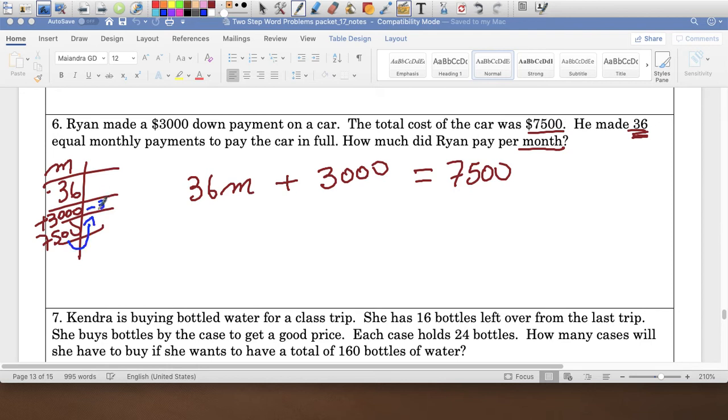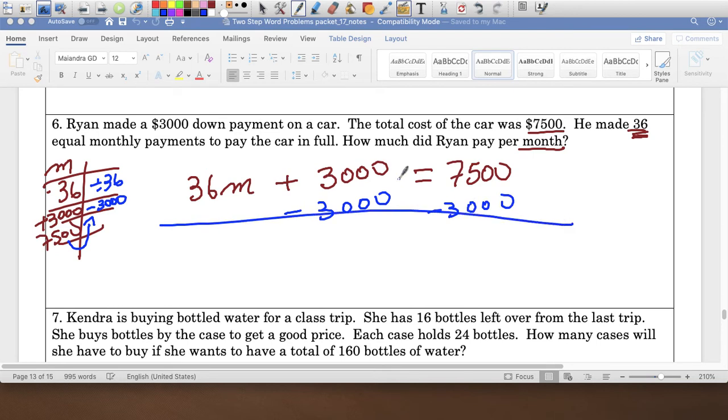And going backwards, we're going to do minus 3,000 and then divide by 36. So minus 3,000, minus 3,000. That makes sense, right? Because the car was 7,500. So you gave them 3,000 already. So you were left with 4,500. Right? So you gave them 3,000 and you said, I want to pay the rest in 36 months. And every month I'm going to pay a certain amount. And so they're going to take the 4,500 and divide by 36, right?